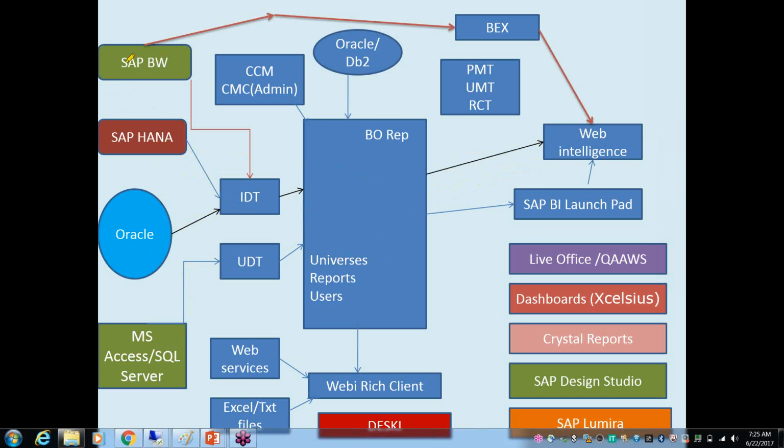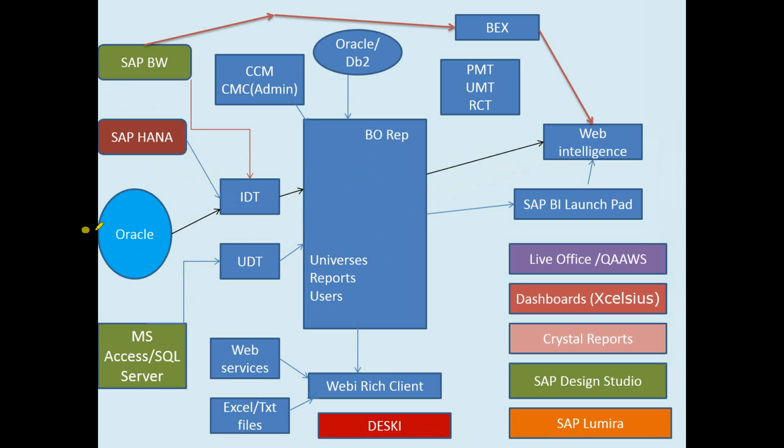Now, when it comes to non-SAP sources like Oracle or SQL Server, a universe is always required. Without a universe, we can't develop reports. But when it comes to BW or SAP HANA, you can directly connect to the SAP HANA sources and BW sources and develop a web report without any universe. So for SAP HANA and BW sources, a universe is not mandatory. A universe is mandatory only for non-SAP sources: Oracle, SQL Server, Teradata, Sybase. For those, a universe is always mandatory.